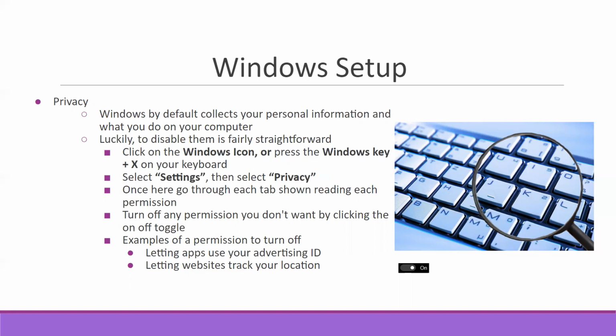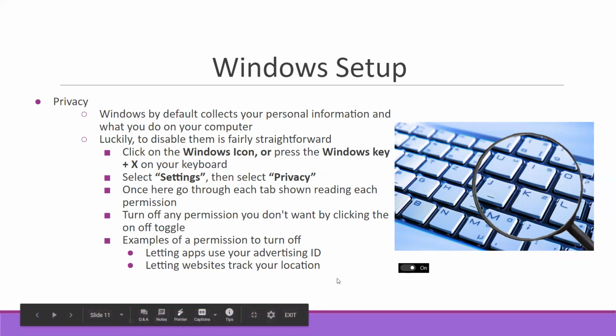So you're going to click the Windows icon or press the Windows key plus X on your keyboard. Select Settings and then select Privacy. Once you're there, you will go through each tab shown, reading each permission. I know a lot of people just don't usually read that, but if you're doing it for this purpose, you can turn off any permission you don't want by clicking the on-off toggle. So, be sure to read it if you're trying to edit your privacy settings. Examples of permissions to turn off would be letting apps use your advertising ID and letting websites track your location, which I think has to do with cookies, and that's usually not something people want.